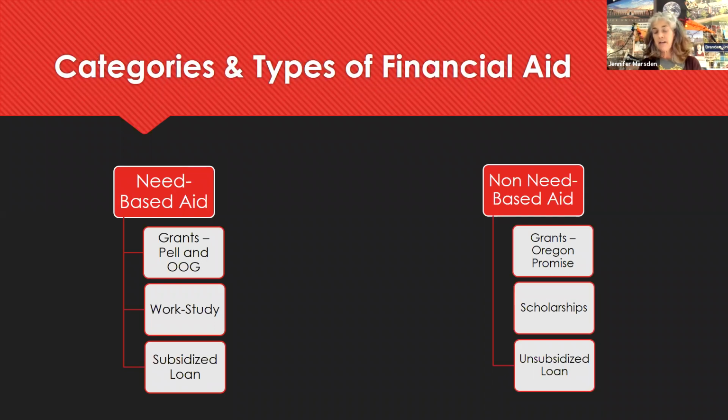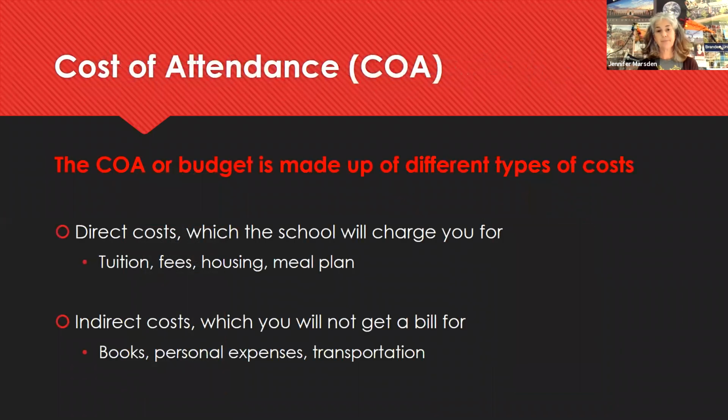So I tell students for whom community college might be an option to apply for the Oregon Promise and to put a community college on their FAFSA, which we'll get into, because a lot of our students end up using that Oregon Promise money. And then of course there are non-need-based scholarships, and loans that are unsubsidized that students can take out that aren't based on need.